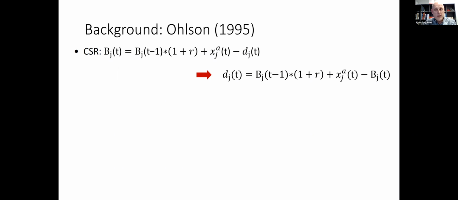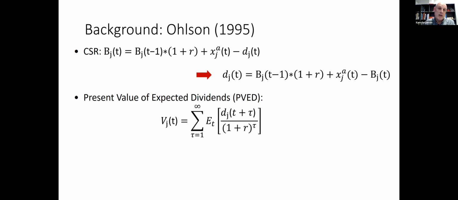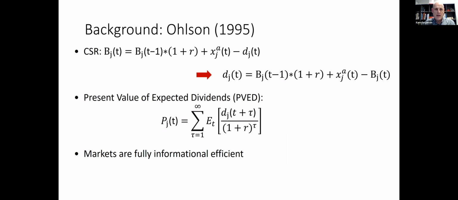And now Ohlson 95 makes an additional assumption, I should say, which is that Ohlson 95 assumes the present value of expected dividends, which is that we value the firm ignoring risk aversion, but that can be fixed and has been fixed in other work, as the discounted sum of the expected future dividends with the known discount rate that's assumed to be not varying with time and flat over time. That's really saying that these markets are fully informationally efficient at any point in time.